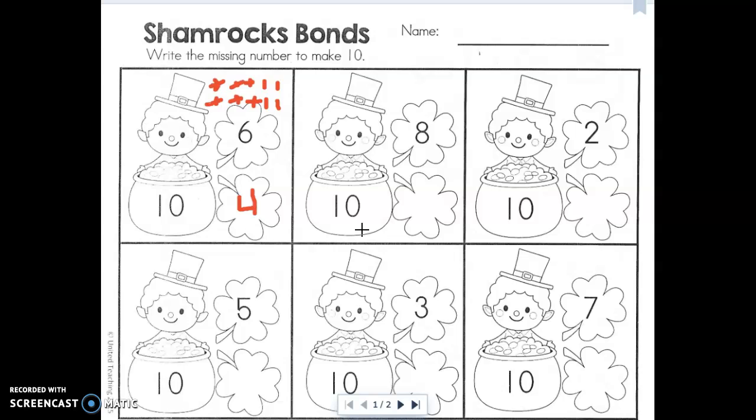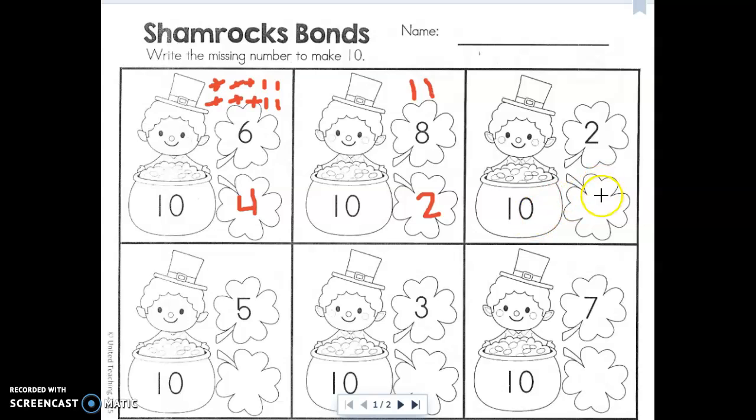So let's go over here. I'm going to solve this one a little bit differently, okay? So I have 10 I'm trying to get to. 8 is my number here. Well, I'm just going to count up, all right? So I already have 8, and I'm going to make a mark as I count up. 9, 10. Well, how many more did I have to make to get to 10? I only had to make 2. So that's another way I can solve these number bonds.